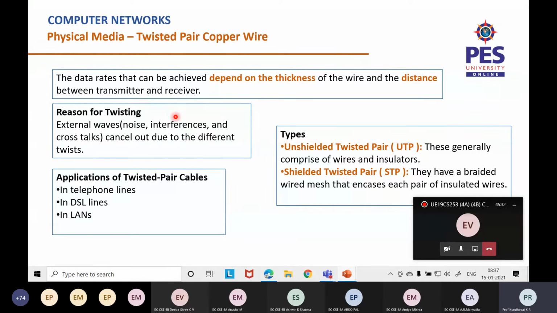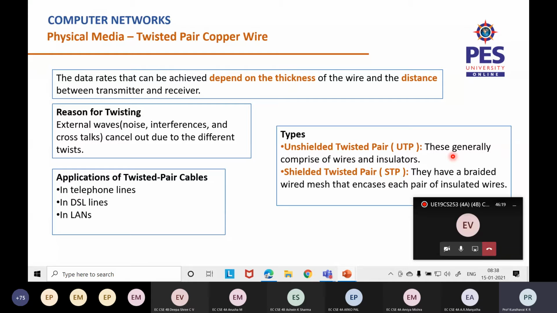As I said, the reason for twisting is to avoid electromagnetic interference, or any noise coming into it, or any crosstalk happening. I would not say that this rules out interference, noise and crosstalk 100%, but to a certain extent, because of this twisting, it can be avoided. Twisted pairs are used in telephone lines, DSL lines, and local area networks too.